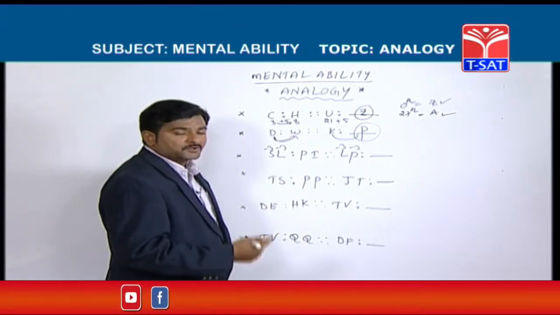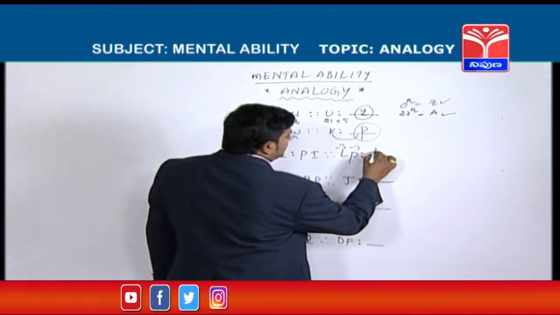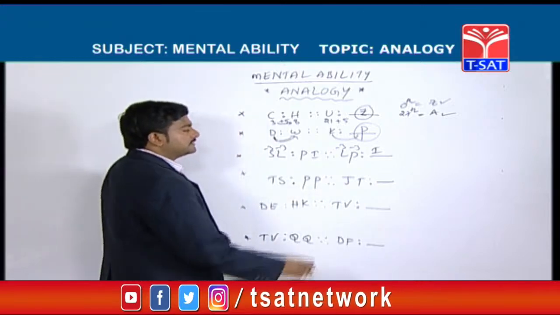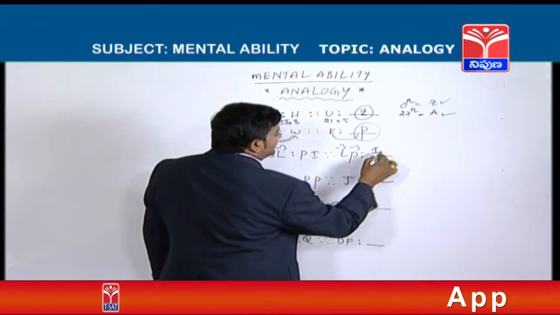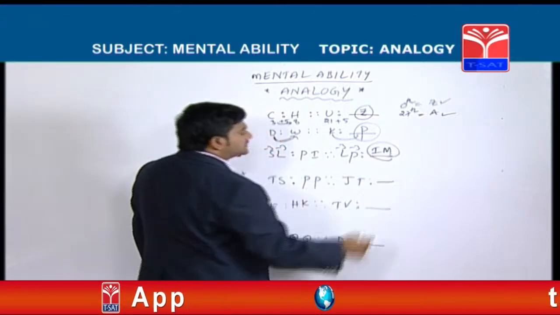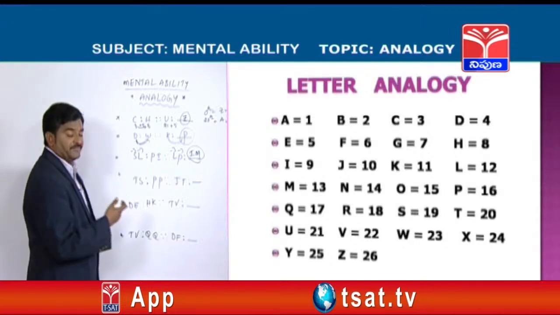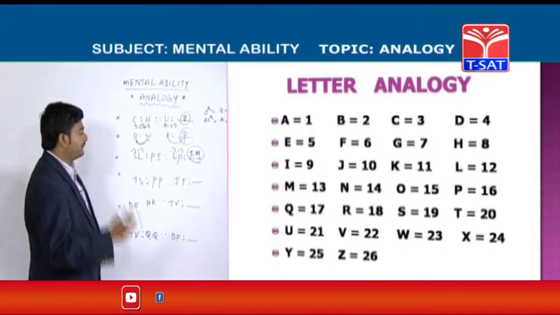L means how much? 12. 12 minus 3 means 9. 9 means what? I. P means 16. 16 minus 3 is 13. 13th one is how much here? M. Okay, it's very clear. Simply reduce minus 3, that concept.